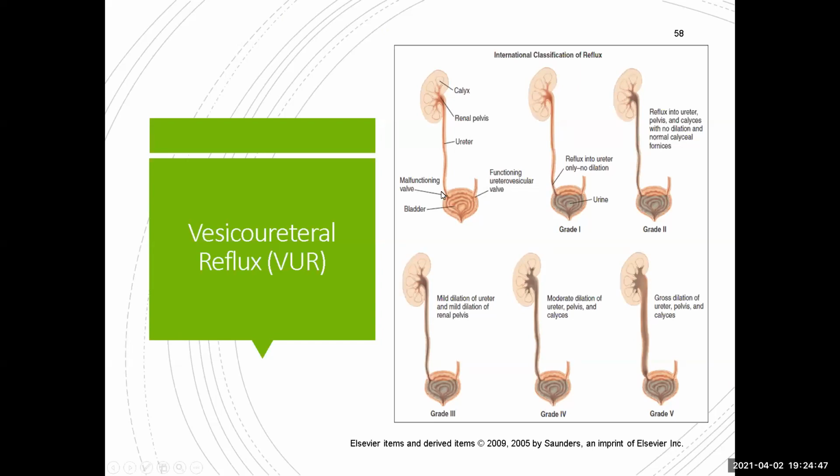This should prevent urine from refluxing back up into the ureters. As the urine fills the bladder, or as the bladder contracts during voiding, the pressure in the bladder occludes the opening to the ureter. When there is a defect, VUR results. Basically it's not working right.